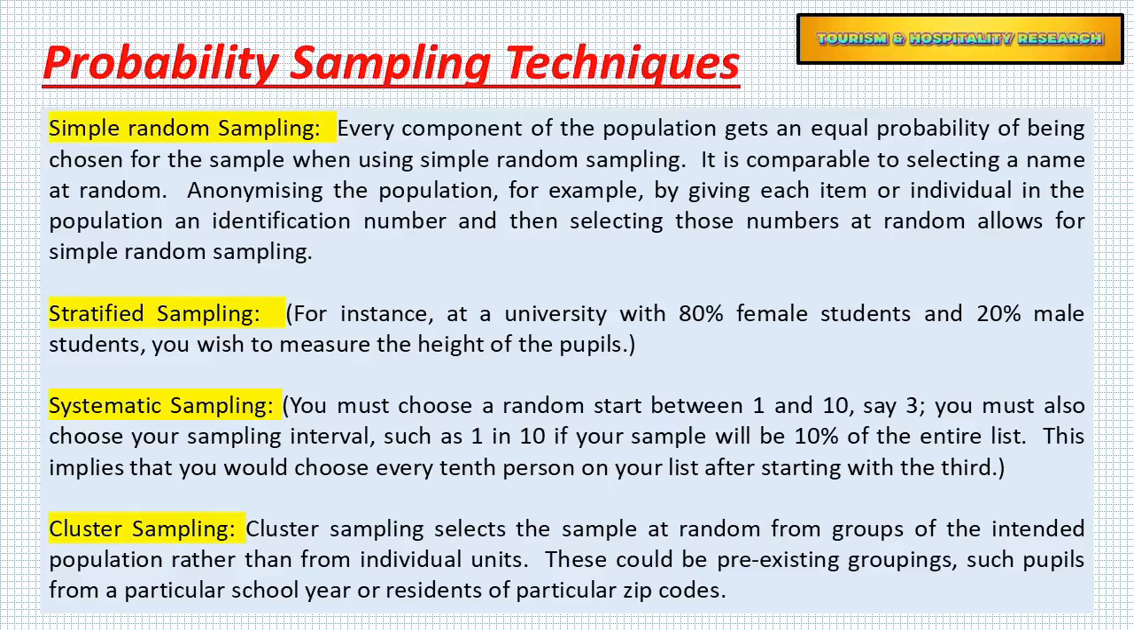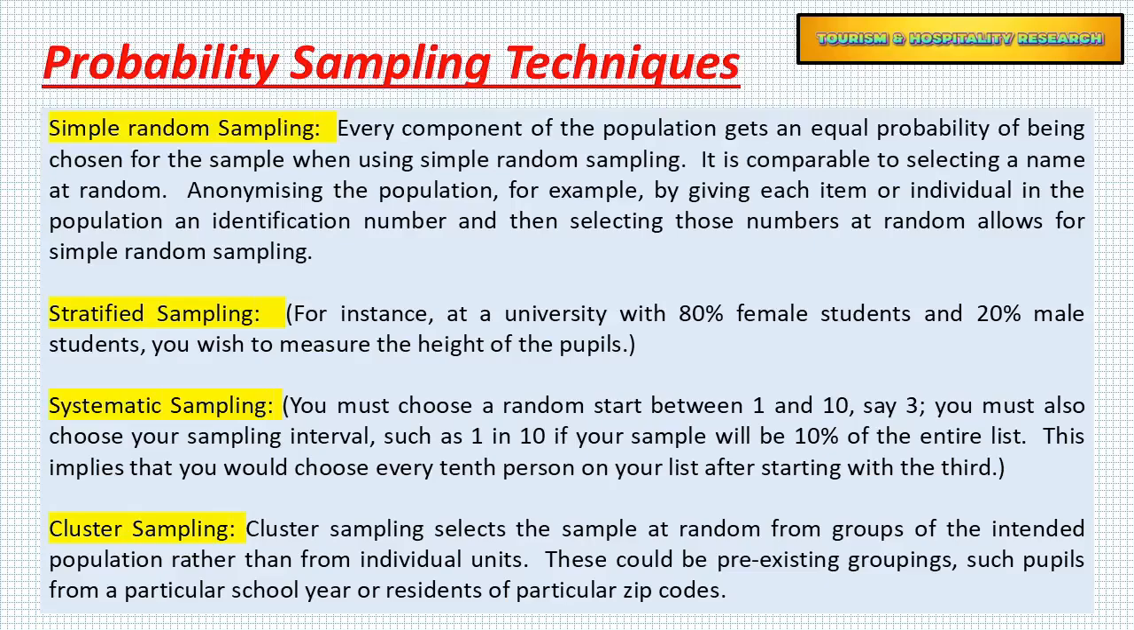If I go by this norm, that I select the third person and then every 10th person, I get 10% of the entire list, that is 300 of the entire 3000 accessible sampling frame. So this is known as systematic sampling.